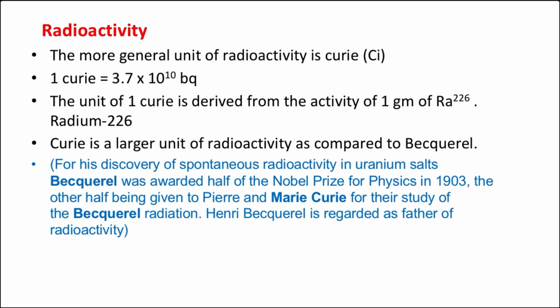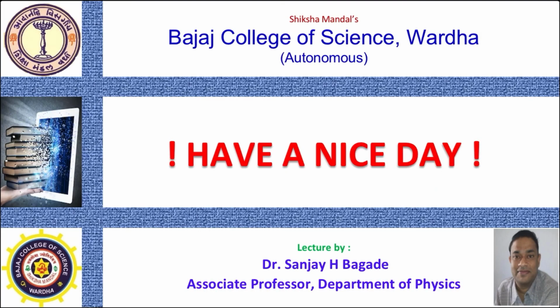The higher unit is named after Marie Curie and has a value of 3.7 into 10 raised to the power 10 becquerels. It means there should be 3.7 into 10 raised to the power 10 disintegrations in 1 second, and then it will be called 1 Curie. So that's all about our topic of radioactivity. This was a general introduction to the law of radioactive decay and the units of radioactivity.